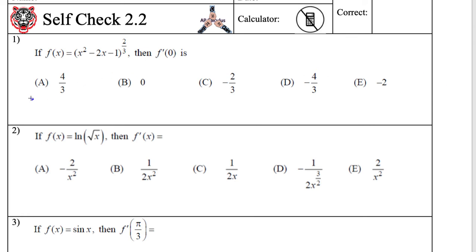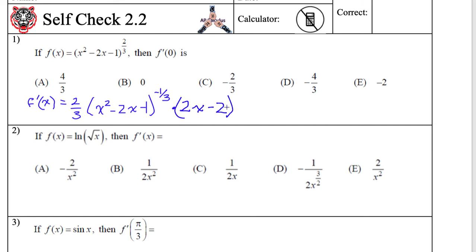So if I take that, it's going to be f prime of x is equal to, the 2/3 comes down in front, 2/3 times x squared minus 2x minus 1. The integers is still the same. This is going to go down to the negative 1/3 power. Don't forget your dinner, times 2x minus 2, all in parentheses. And then I'm going to immediately plug in 0. If you just raise your hand at any time, I will slow down.